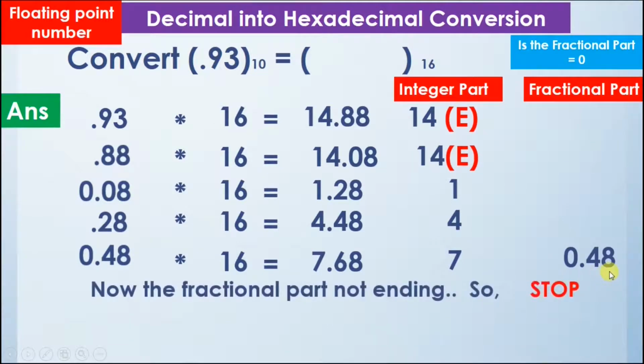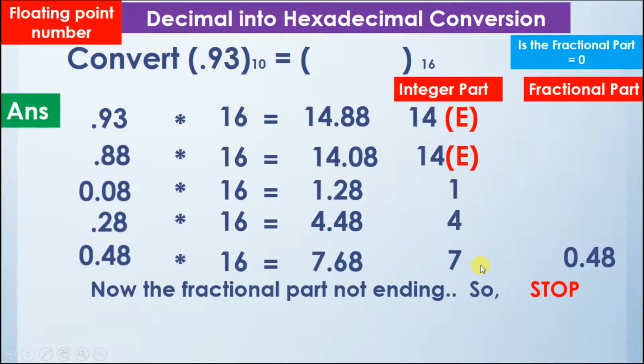So now we can see that the fractional part is not equal to 0, and we also see that the fractional part is not ending. So we will stop the procedure. If the fractional part is not equal to 0 till 5 calculations, as we can see here, the fractional part is still not equal to 0 and it is not ending. So we will calculate it till 5 numbers and then we will stop.